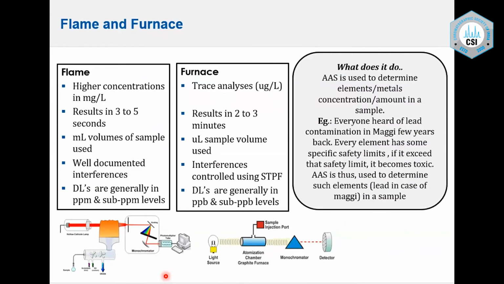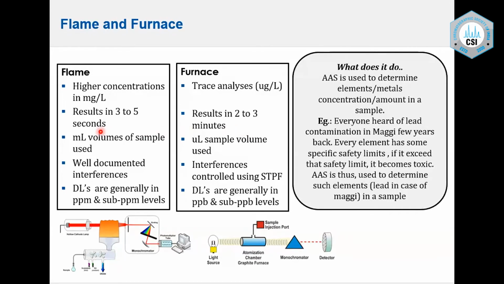Comparing flame and furnace. You know the flame is used for high ppm level or ppm level analysis, and because of some interferences from the flame, you cannot do very low concentrations. So the graphite furnace is used for ppb level analysis. If you see the run time, in flame it is very fast. You can do a single element within 3 to 5 seconds, depending on the integration time. In furnace, it takes 2 to 3 minutes because we need to destroy the matrix from the sample. You need to run a furnace program.